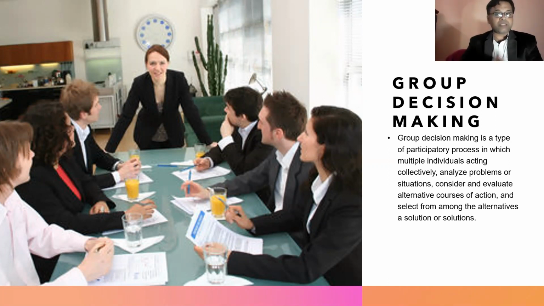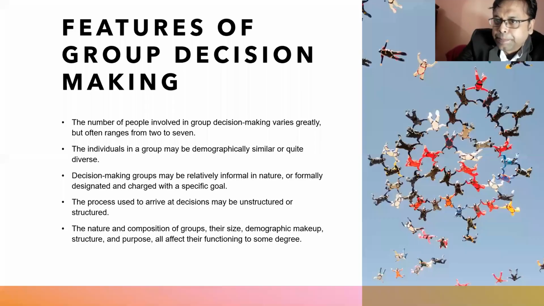We are emphasizing the term together. Consensus, majority, whatever the decision is that comes out. Generally a group consists of 2 to 7 members. It may be more members also, but generally it varies from 2 to 7. So that is the fundamental concept of group decision making.